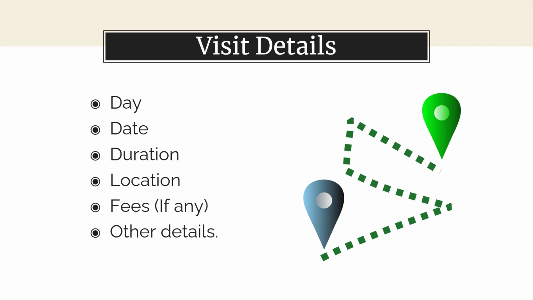Next one is visit details. If you're a teacher or a parent watching this video, this is something you should know before departure. The college, I mean the teachers, generally inform the students about the day, date, duration, location, fees if applicable for this industrial visit, or any other details. Or if you're a parent, then you can ask the teachers or the respective college to share these details before the departure. But generally, the colleges inform the parents and the students well in advance about the day, date, duration, location, and other details of the industrial visits.